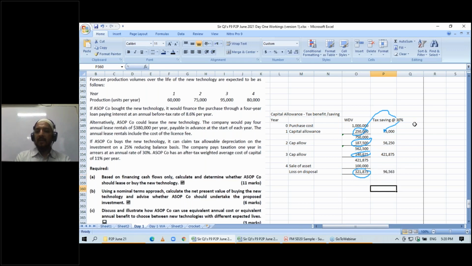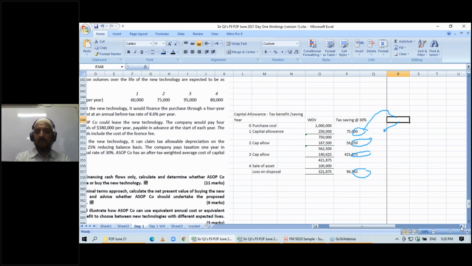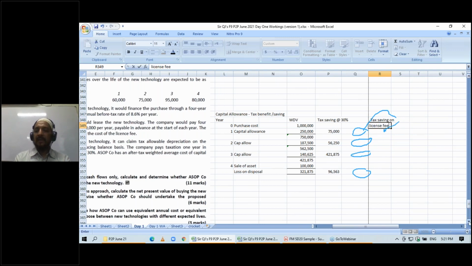Then you will also save some money on licenses. Tax saving on license. So the next is tax saving on license. Okay, so the tax saving on license fee is the license fee multiplied by 30%.